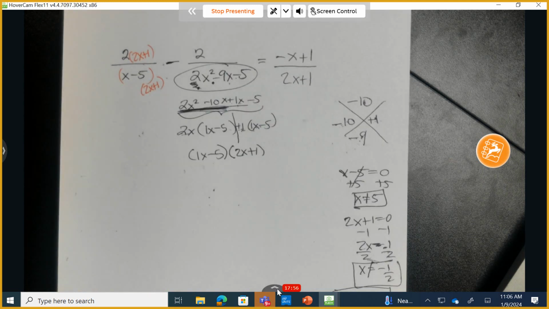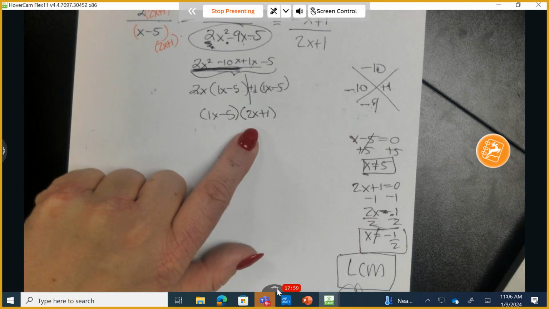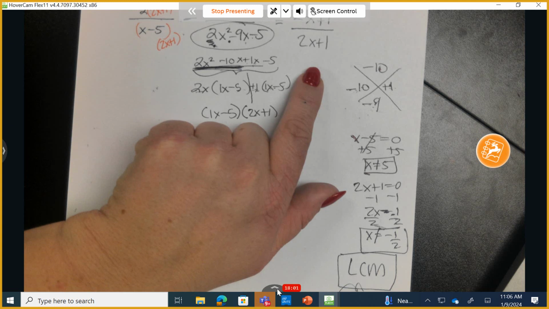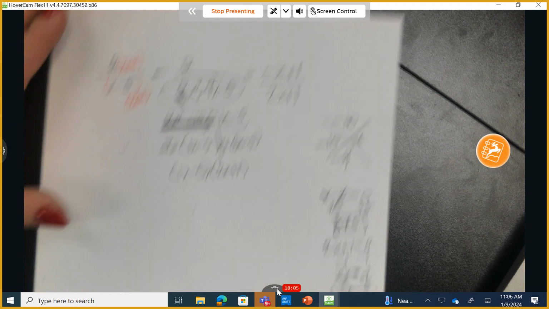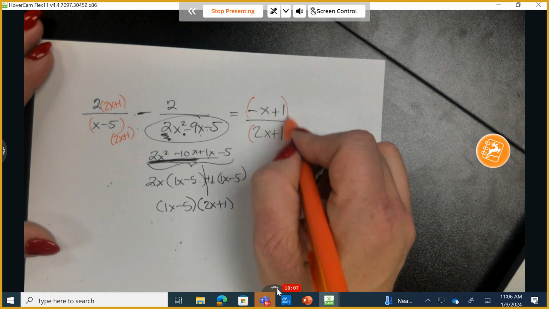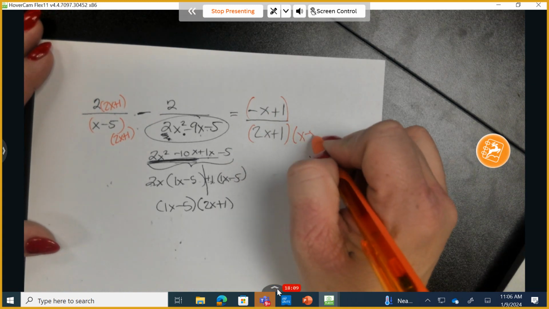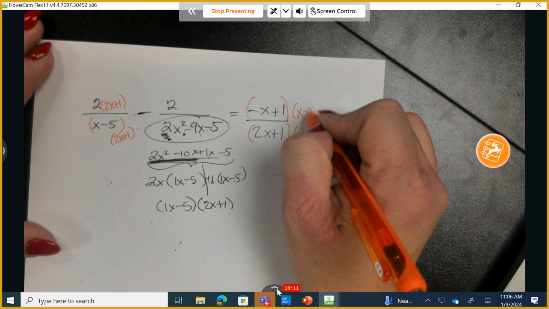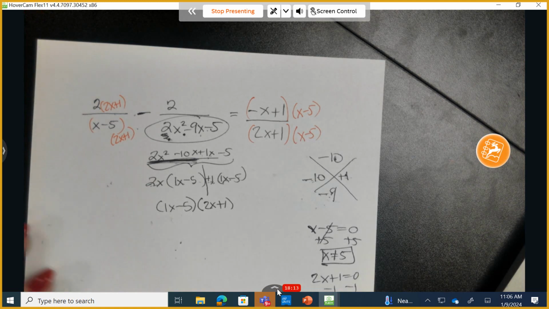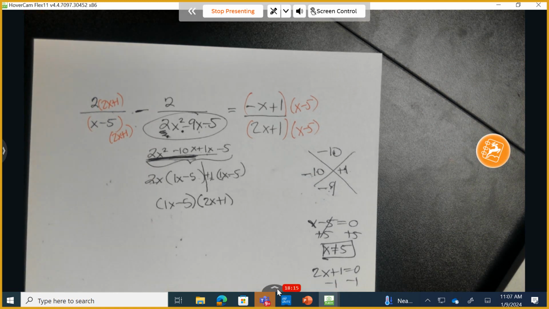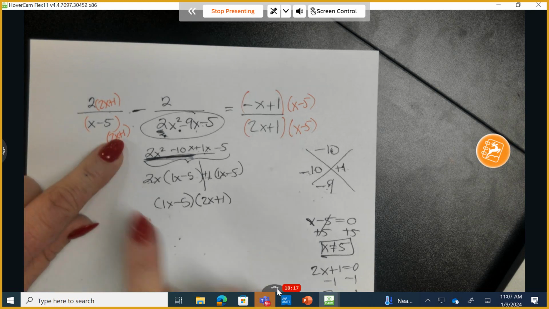Now the second group is easier because it already has both. I don't need to worry about it. The third term has a 2X plus 1, but it's missing an X minus 5. So I need to put parentheses around what's already there, and now I'm going to attach an X minus 5. Make sure parentheses are already there. Okay, all of the bottoms now have these two groups.